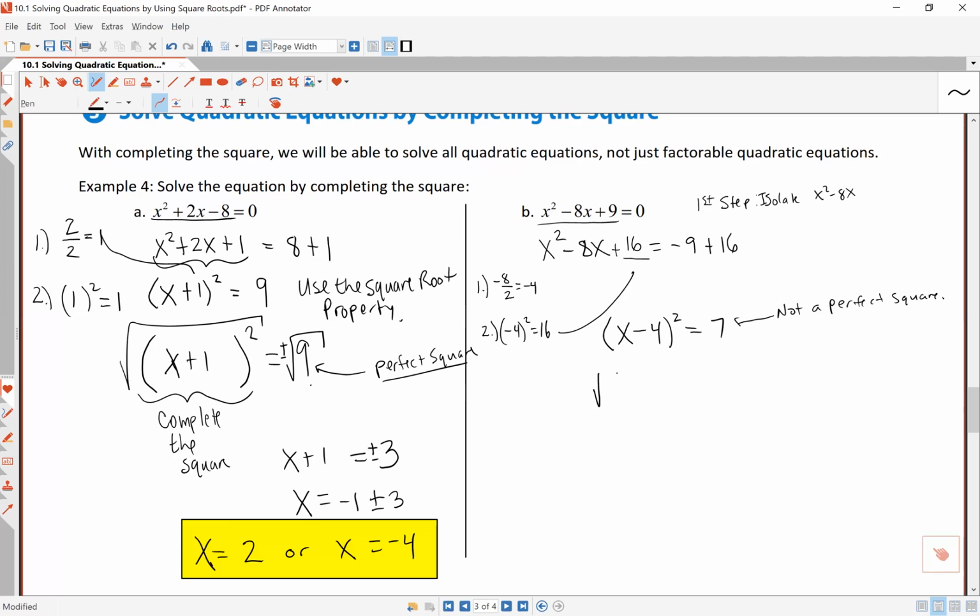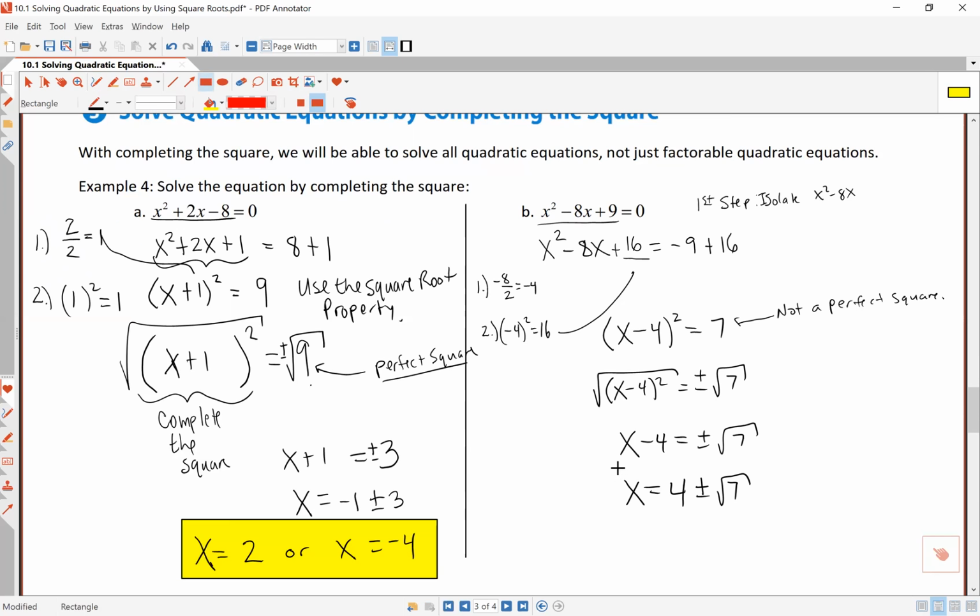So we take the square root of both sides, remembering a plus or minus. That gives us x minus 4 equals plus or minus square root of 7. We add 4 to both sides, and we have 4 plus or minus square root of 7. And we leave the answer just like that.